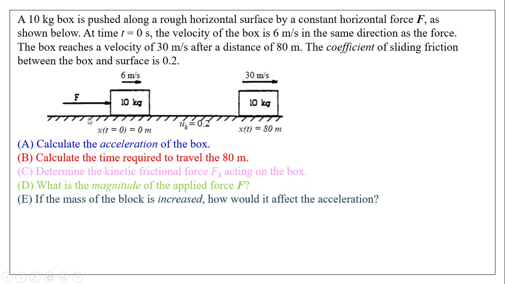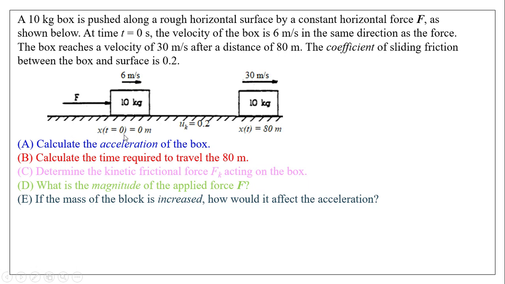So here's the diagram to help you visualize things. Here is a force F pushing this particular 10 kilogram box to the right. It has an initial velocity of 6 meters per second to the right, and then it's going to accelerate, in this case speed up, to a velocity of 30 meters per second to the right.